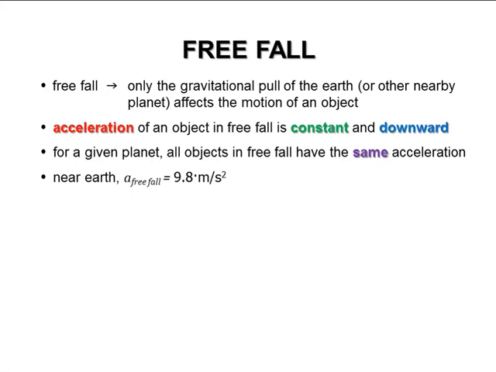The value near the surface of the Earth is 9.8 meters per second squared. So that's the value that we'll be using in this class. If you go elsewhere, if you go to Mars, for example, it's about 5 meters per second squared. If you go to the surface of the Moon, it's about 1.7 meters per second squared. But here on Earth, it's about 9.8 meters per second squared.